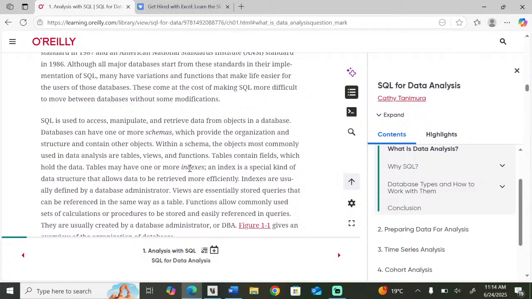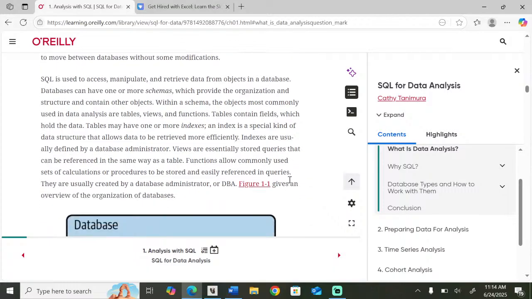Tables may have one or more indexes. An index is a special kind of data structure that allows data to be retrieved more efficiently. Indexes are usually defined by a database administrator.